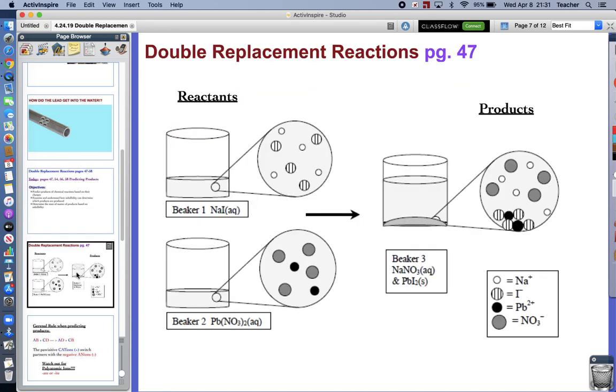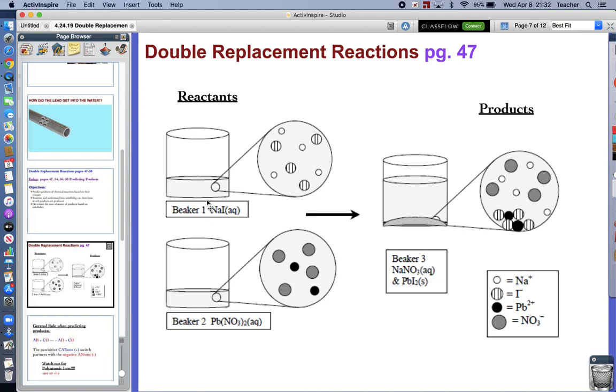So if you flip to page 47 in your workbook, you'll find this image here. And in this image, you'll discover that there are reactants over on the left, right? If we can recall from last semester, we have reactants on the left, and our products are what form on the right of our chemical equation.